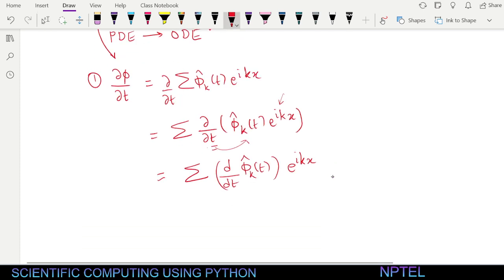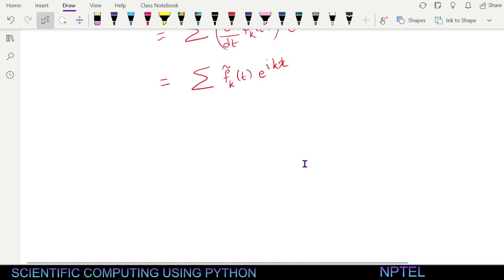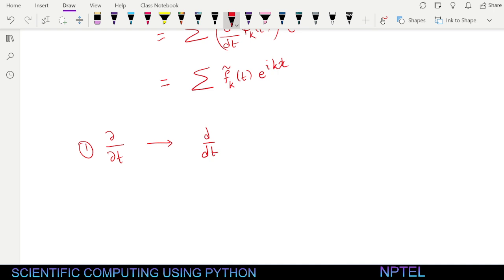And on left hand side, we can write this as sum over f tilde k t e to the power ikx, right? So what happens is that your partial derivative becomes d by dt. So this is the first message.